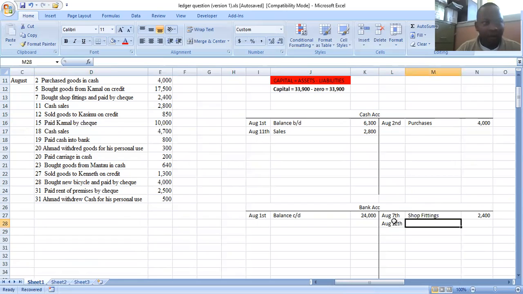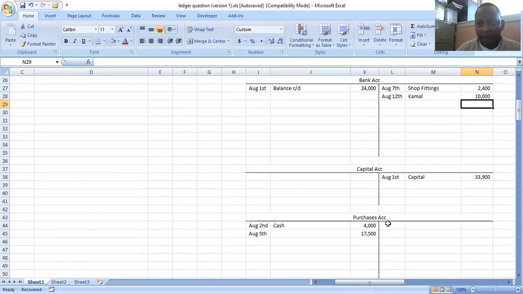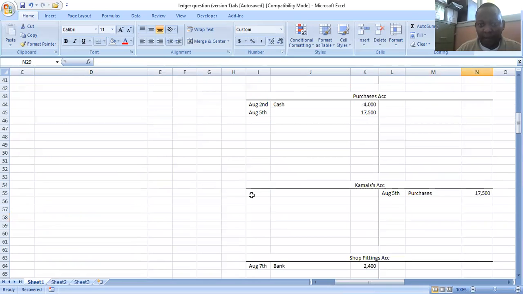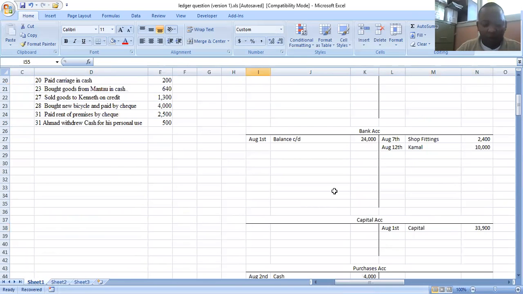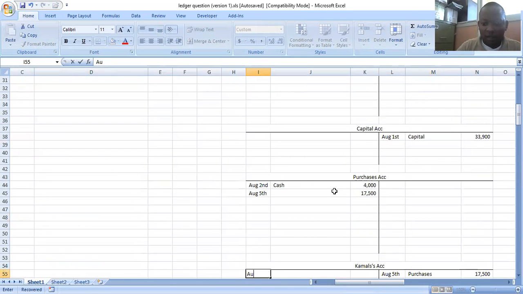Credit bank by Kamal, and the amount is 10,000, and then debit Kamal's account by bank. That is on 12th of August. Credit Kamal by bank, and the amount is 10,000 shillings. Then we proceed.